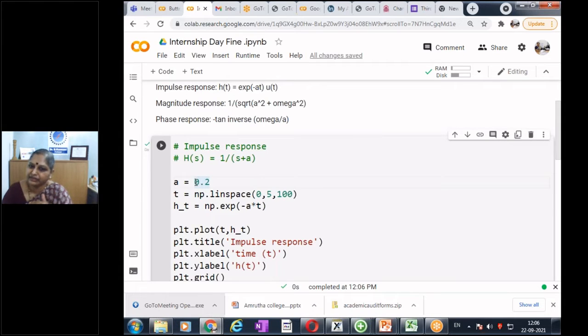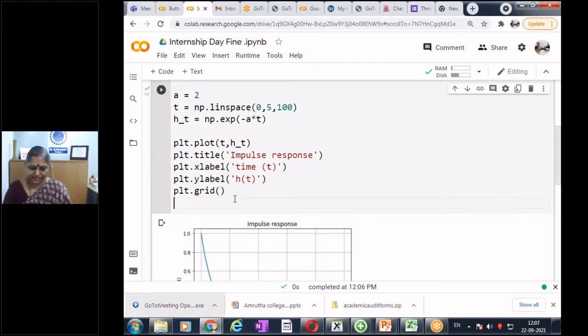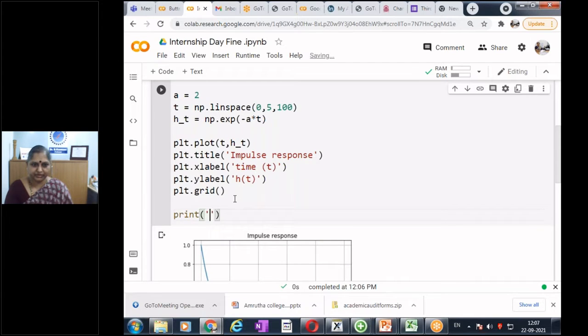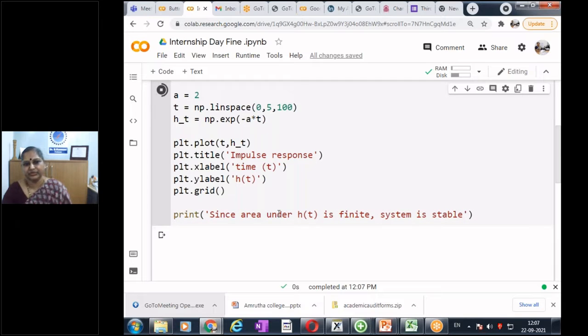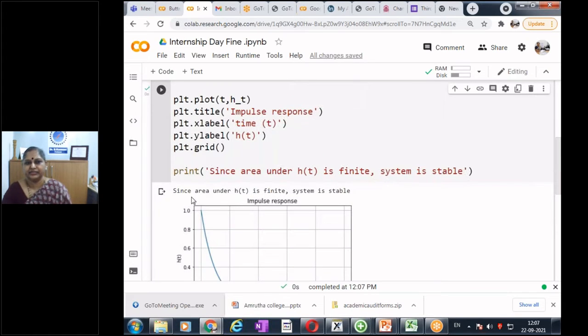So when I write a general program, I can put any value of A and then I will get the result. So let us go back to our initial value of A equal to 2. Let's run it for A equal to 2, and then we can write a print statement: since area under h of t is finite, the system is stable.